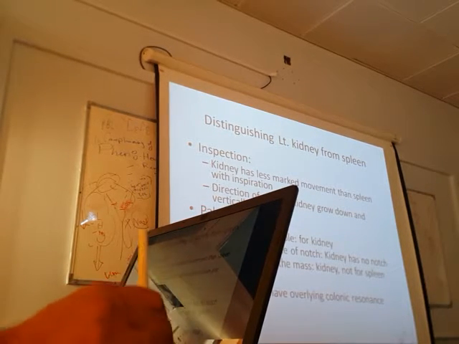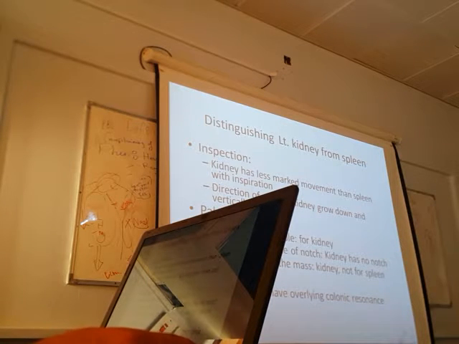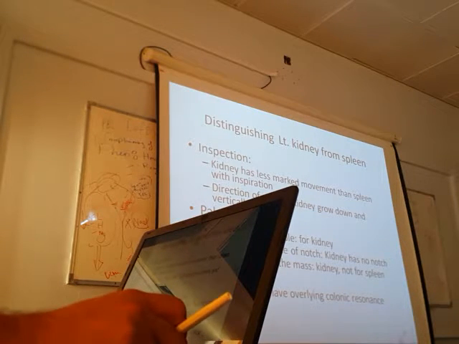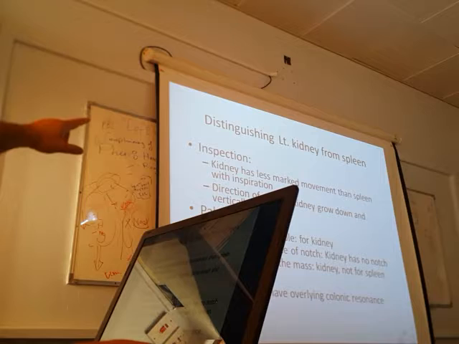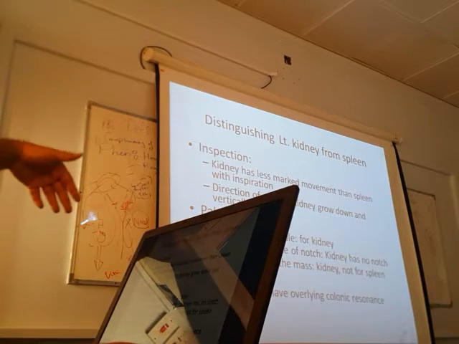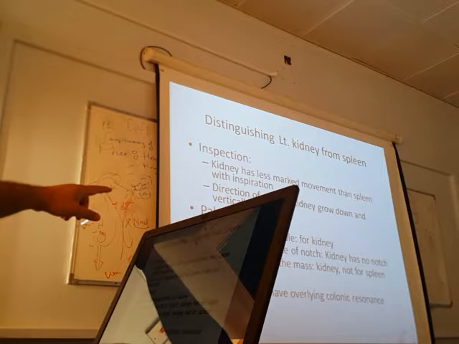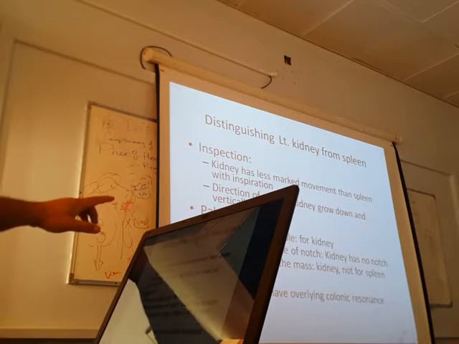Tell me next time, okay? It is the pancreas, but not the whole pancreas. Then direction of growth: kidney grows down, vertically, inferiorly. On palpation, the kidney is bimanually palpable. Presence or absence of notch: the kidney has no notch.